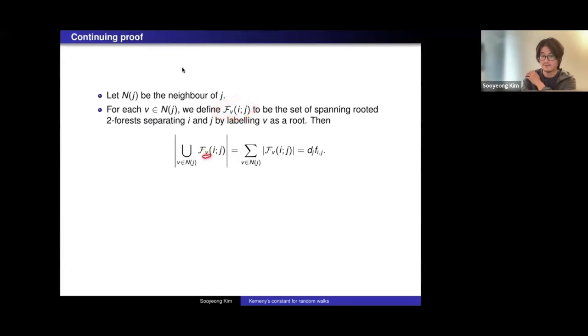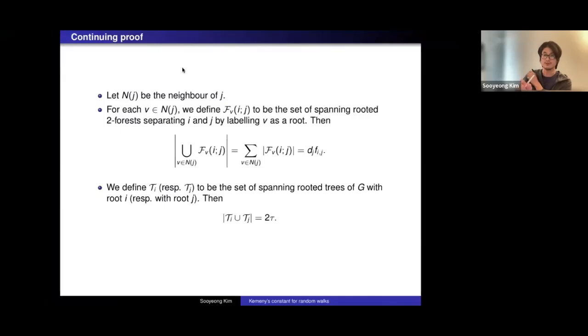When you have different v's, they must form a disjoint union, because different vertices are different roots. So this union is obviously a disjoint union, and the cardinality becomes d_j times f_ij, because v is in the neighborhood of j. So this combinatorial object represents the left-hand side. And for the right-hand side, similarly, we are going to pick all possible spanning trees, and then assign i as a root, which is denoted by T_i.